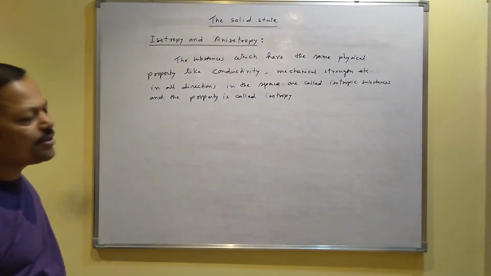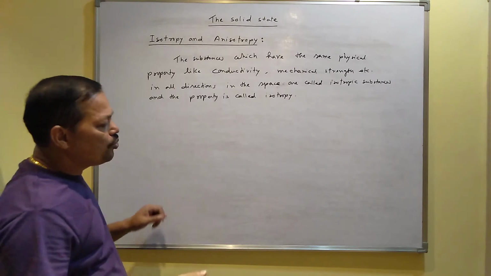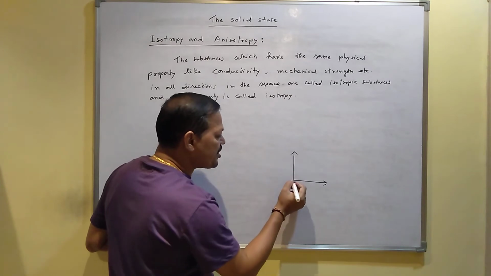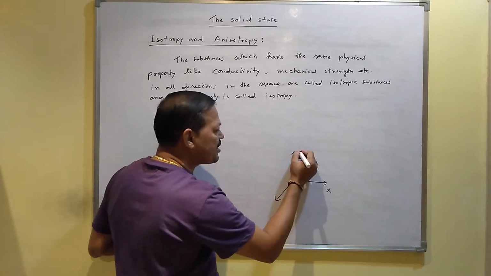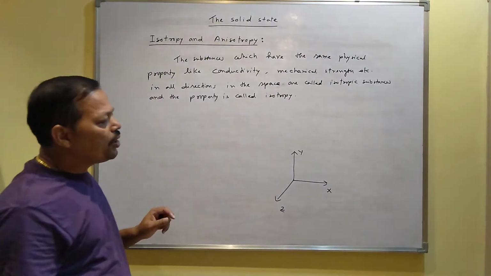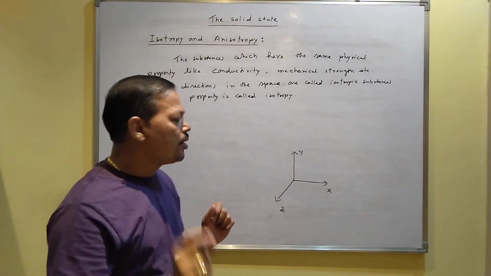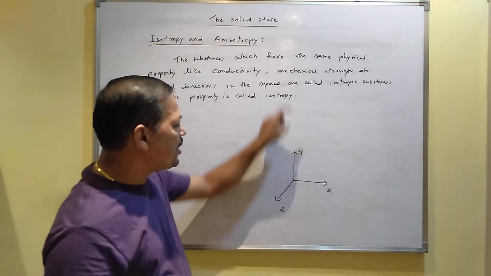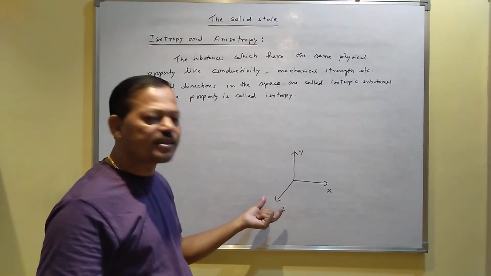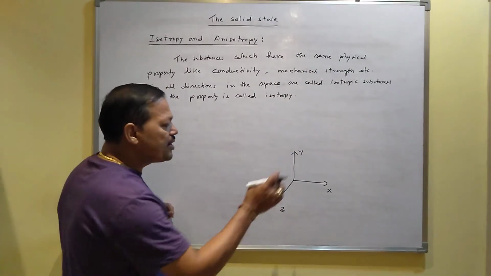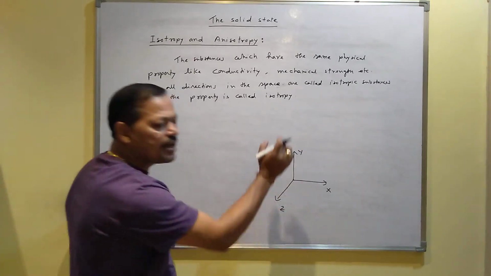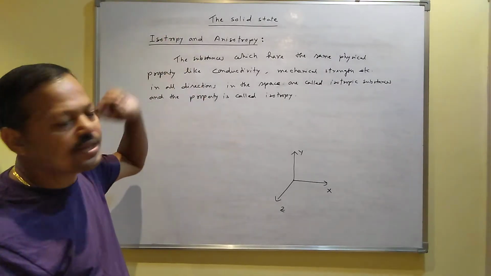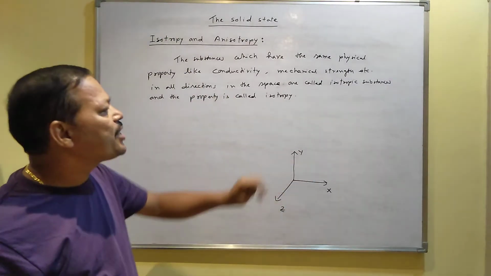So what is isotropy? As you know, solids have a 3D structure, na? So when you study the physical properties like conductivity, refractive index, mechanical strength, suppose this is x direction, this is y, this is z axis. If you want to measure conductivity, suppose in x direction you measure the conductivity, in y direction you measure the conductivity, in z direction you measure the conductivity. When you get the similar value of conductivity in all directions, then that type of substance is said to be the isotropic substance, and the property is known as isotropy.